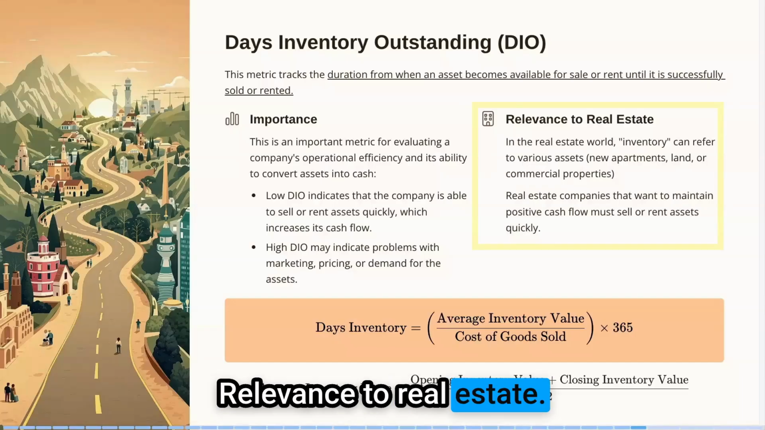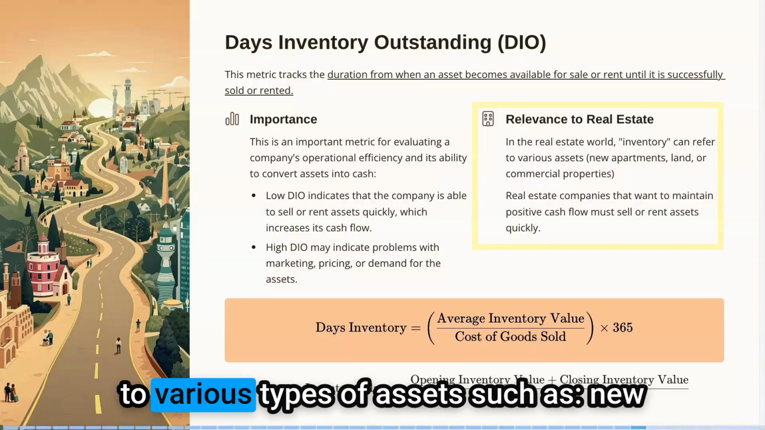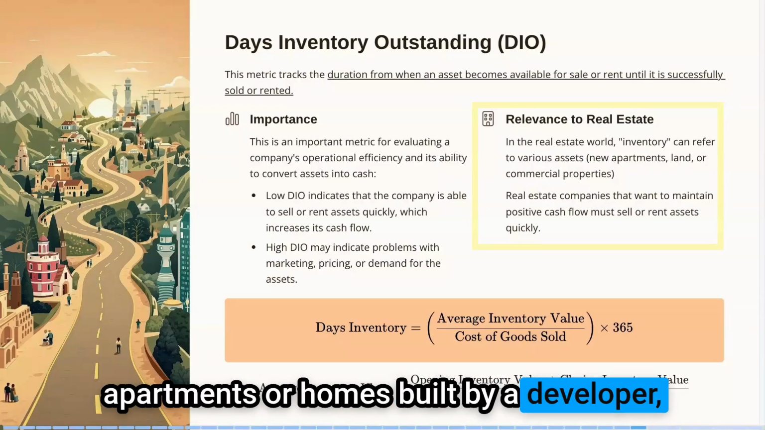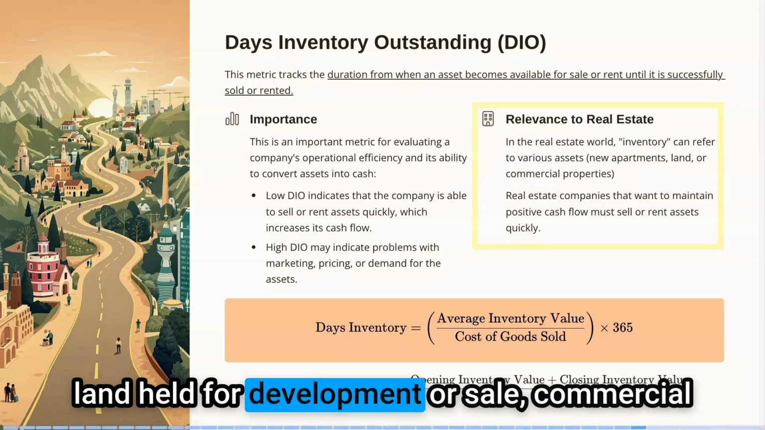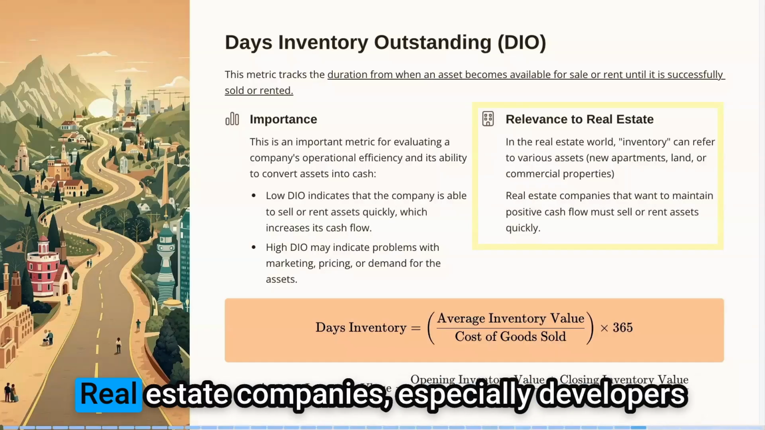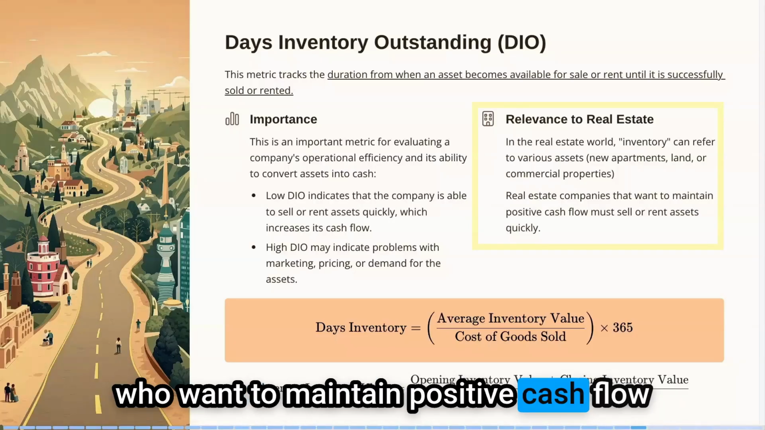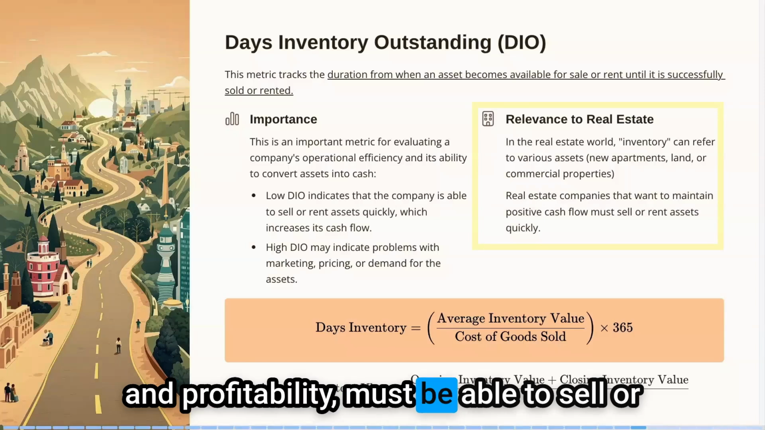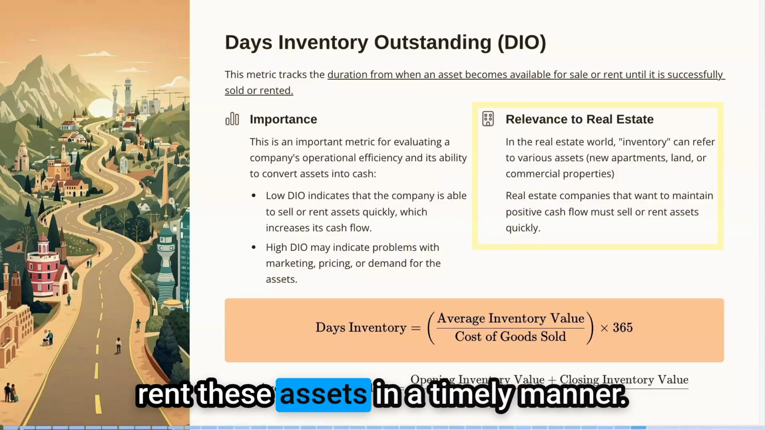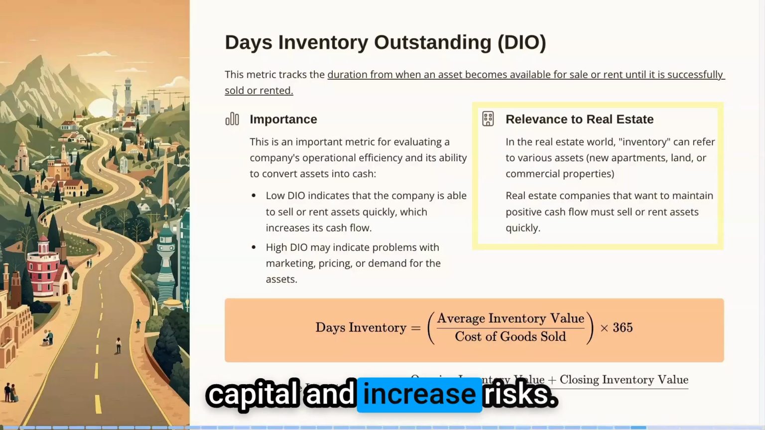Relevance to real estate. In the real estate world, inventory can refer to various types of assets such as new apartments or homes built by a developer, land held for development or sale, and commercial properties available for lease or sale. Real estate companies, especially developers who want to maintain positive cash flow and profitability, must be able to sell or rent these assets in a timely manner. A high DIO can tie up a lot of capital and increase risks.